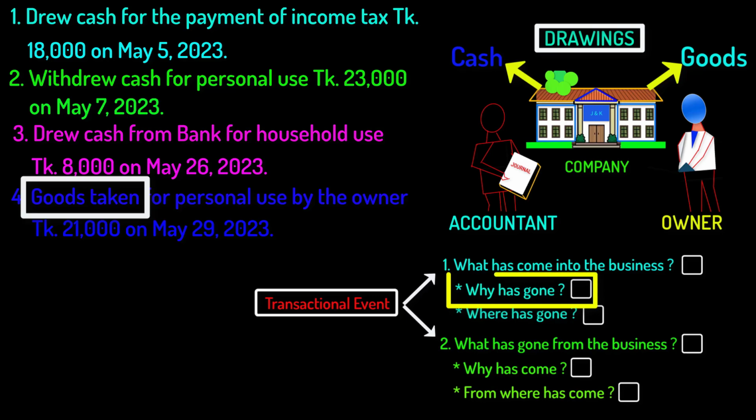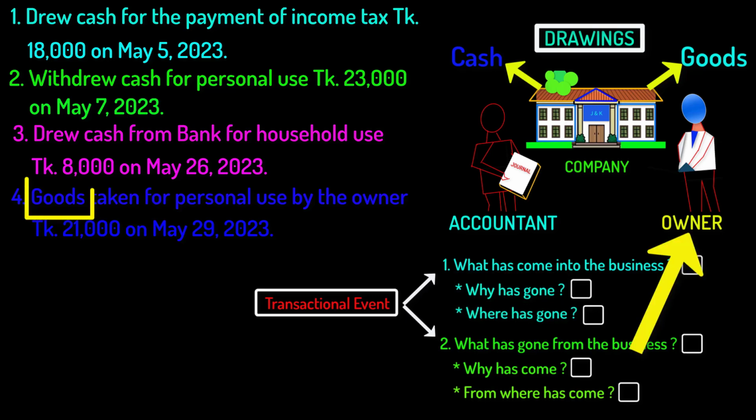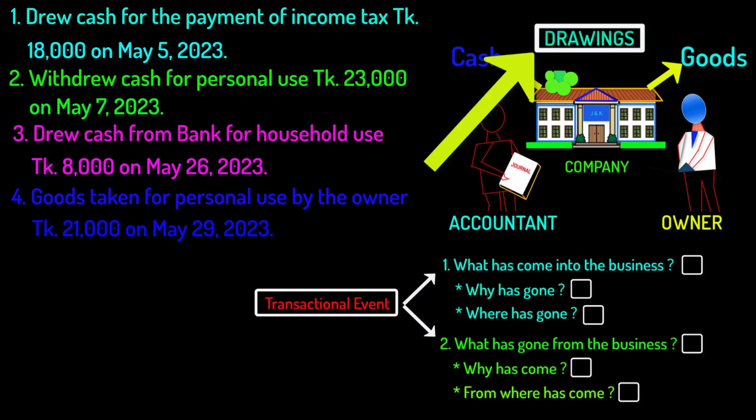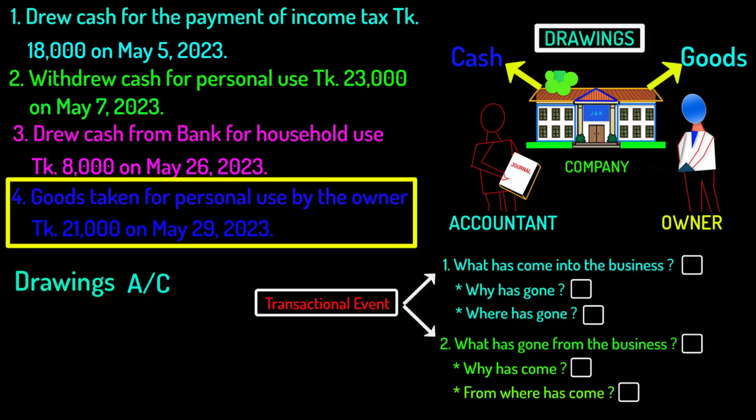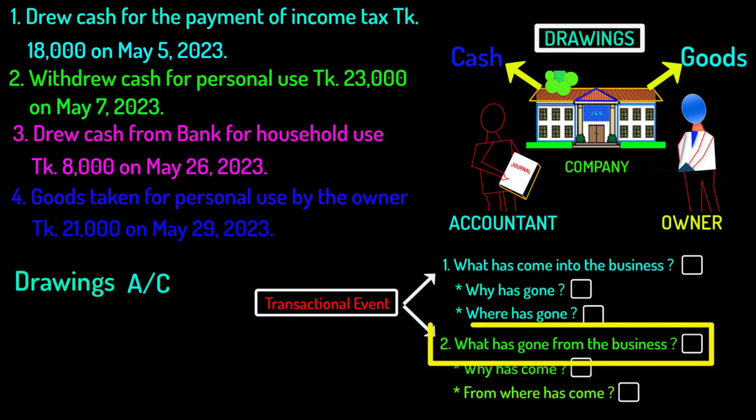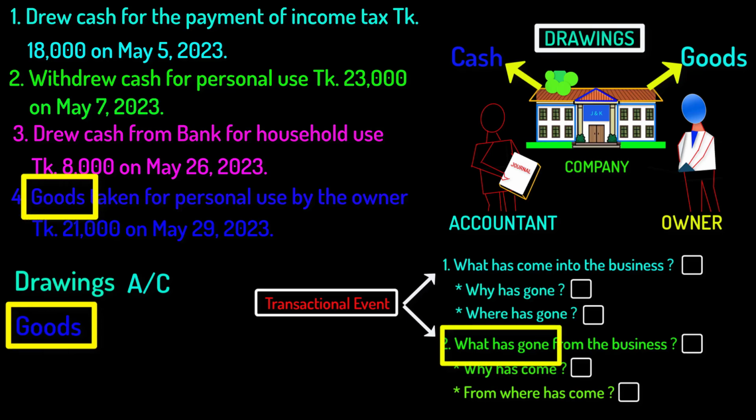So ask yourself this question now. What has gone? I think you know the answer to this question. The owner had withdrawn the goods. We know that withdrawn means drawings. That means drawings will be the name of the one account that is involved in this transaction. Ask yourself this question now. What has gone from the business? What has gone? Goods, isn't it?